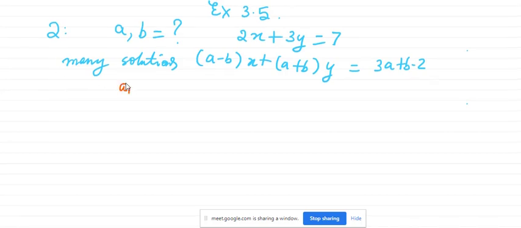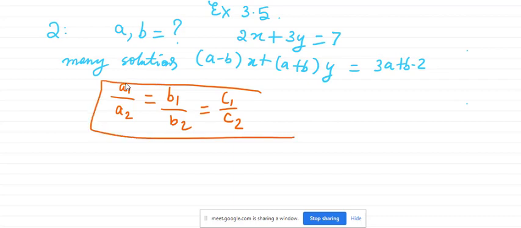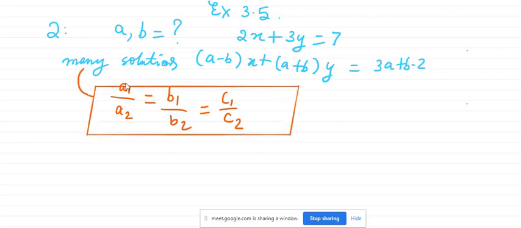So a1 by a2 equals b1 by b2 equals c1 by c2. This is the condition for the two equations having many solutions, right? So we will use this same thing in this equation also.